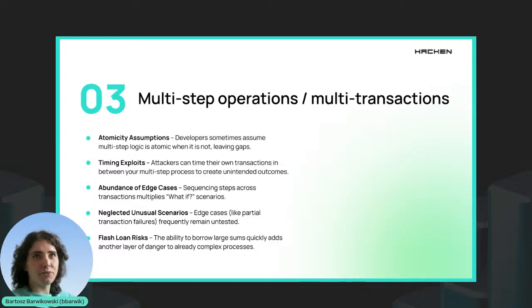Okay, next thing, top 3. Also an amazing one, mostly applying to smart contracts, but not only. Those are multi-step operations and multi-transactions. Sometimes you need to complete a few transactions. For example, in a lending protocol, you have to first create a loan, then deposit tokens, then borrow tokens, then you have cases where the loan can be liquidated, you can withdraw part of the deposit, stuff like that.